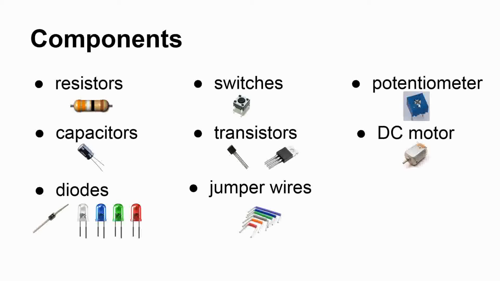DC motors, direct current motors. The Arduino board is a microcontroller, so its primary usefulness is to be able to control devices. In this case, a DC motor will be one of those devices, and then servo motor. The servo motor is another common device that we'll use that we will control with our Arduino board.